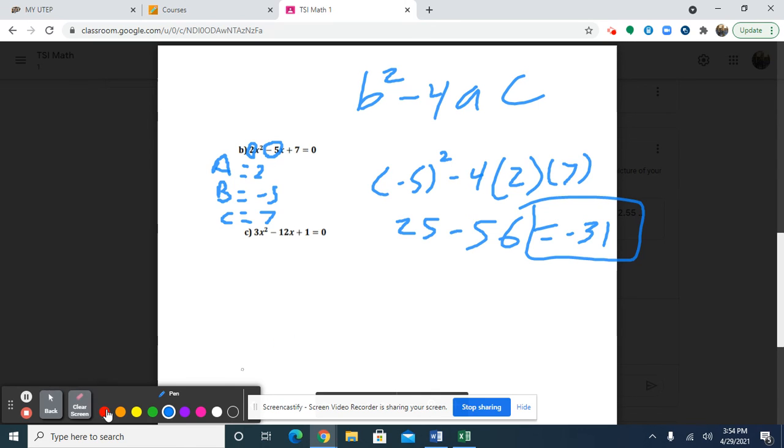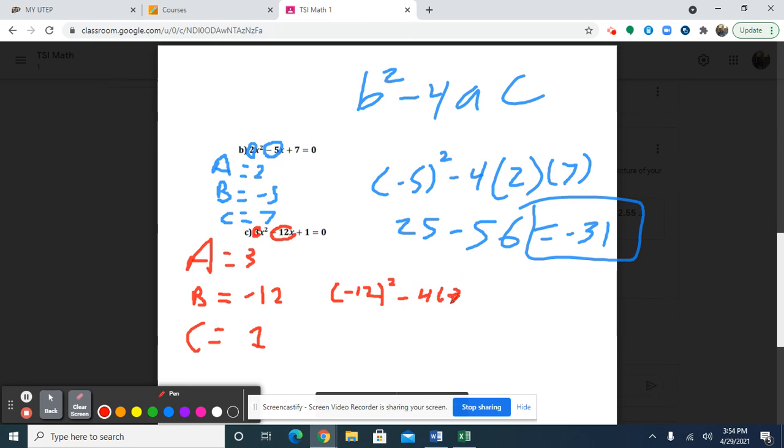And finally, we're going to look at the last one. So we have to decide again, what's our A, what's our B, and what's our C. Our A is going to be the number in front of x squared, 3. The number in front of x is negative 12, so that's B. And then C is 1. So we're going to do negative 12 squared minus 4 times 3 times 1.